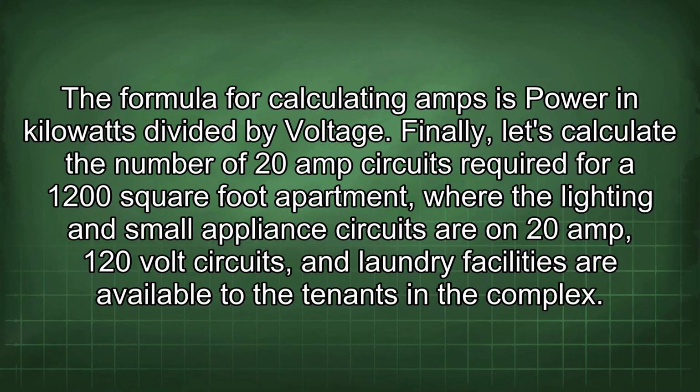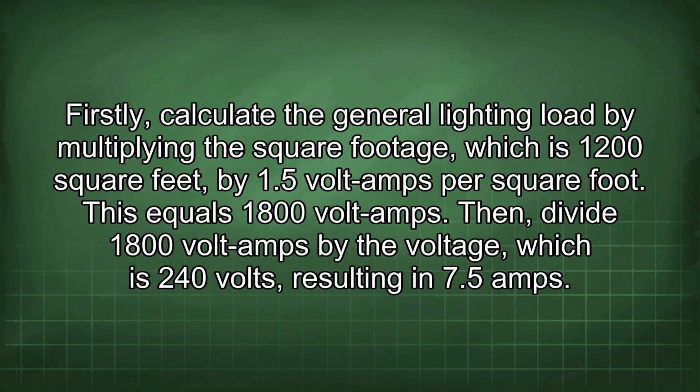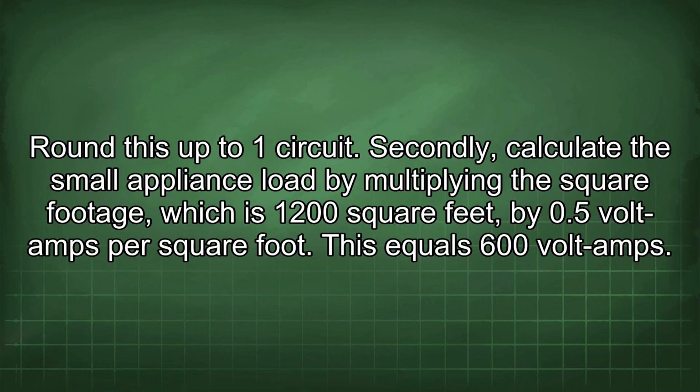Finally, let's calculate the number of 20 amp circuits required for a 1200 square foot apartment, where the lighting and small appliance circuits are on 20 amp, 120 volt circuits, and laundry facilities are available to the tenants in the complex. Firstly, calculate the general lighting load by multiplying the square footage, which is 1200 square feet, by 1.5 volt amps per square foot. This equals 1800 volt amps. Then, divide 1800 volt amps by the voltage, which is 240 volts, resulting in 7.5 amps. Round this up to one circuit.